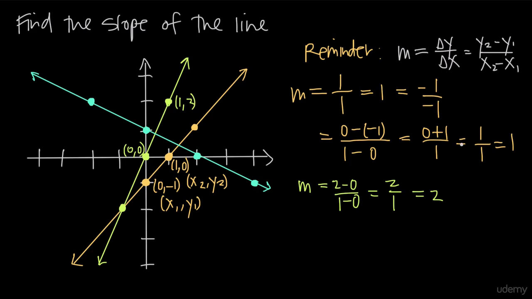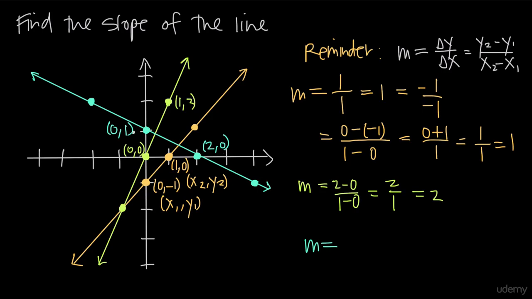What about if we look at this blue line here, this teal line? This is pointing in exactly the opposite direction. If we try to find the slope here, what we can see is we have this first point here, which is at 0, +1. Then we have a point over here, which is at +2, 0.